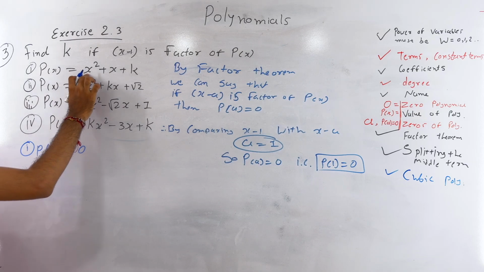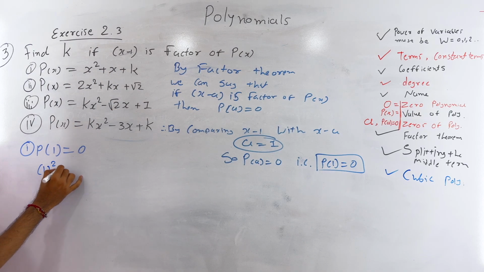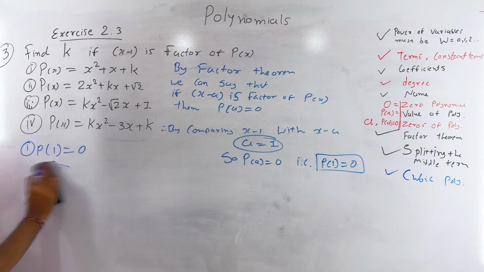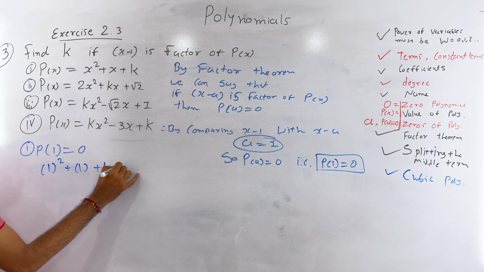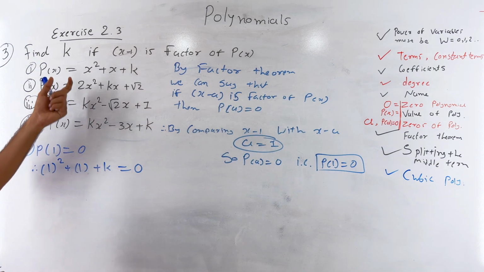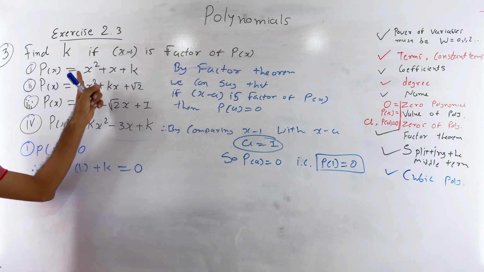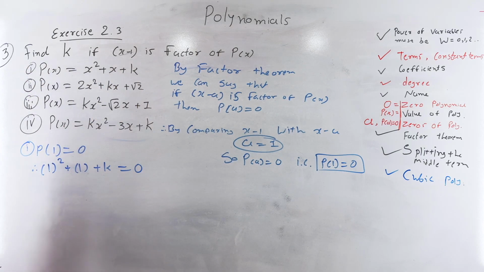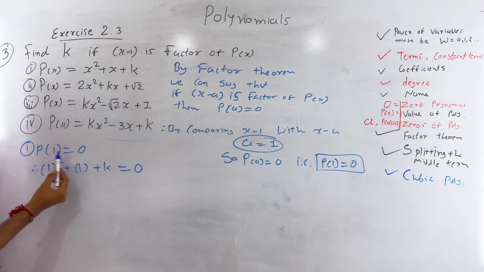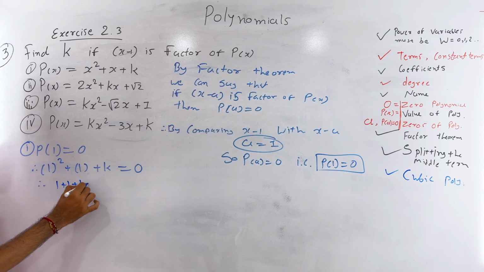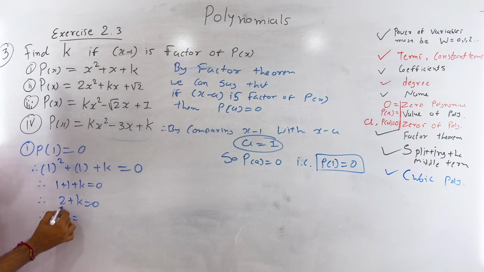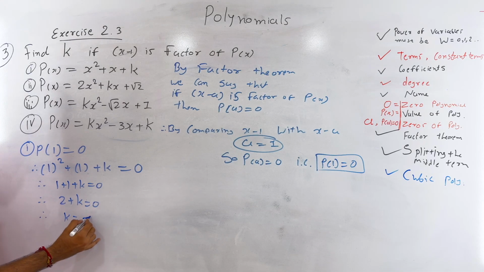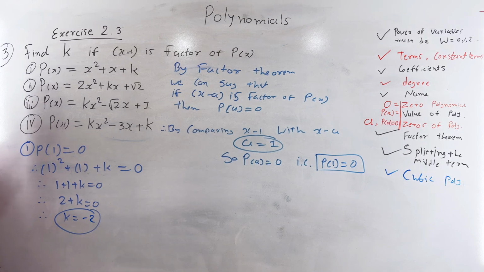So for the first one, if I put the value of x as 1, my answer will come 0. So 1 square plus 1 plus k is equal to 0, right? You just have to put x equal to 1 and compare it with 0. So p(1) is equal to 0: 1 square plus 1 plus k is equal to 0, that is 1 plus 1 plus k is equal to 0. So 2 plus k is equal to 0. That means if I transpose 2 to the other side, k is equal to minus 2. This is my answer. Very simple, right?